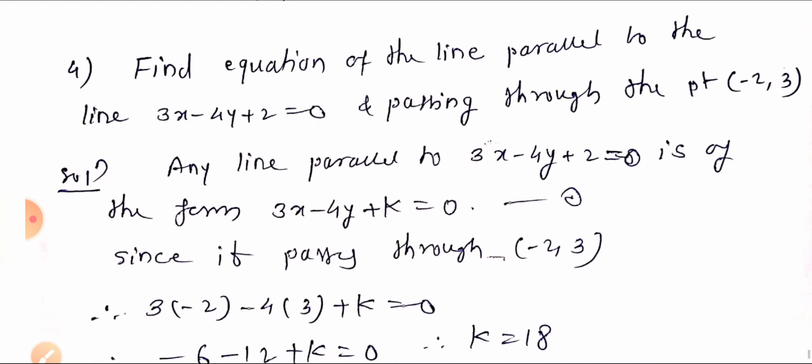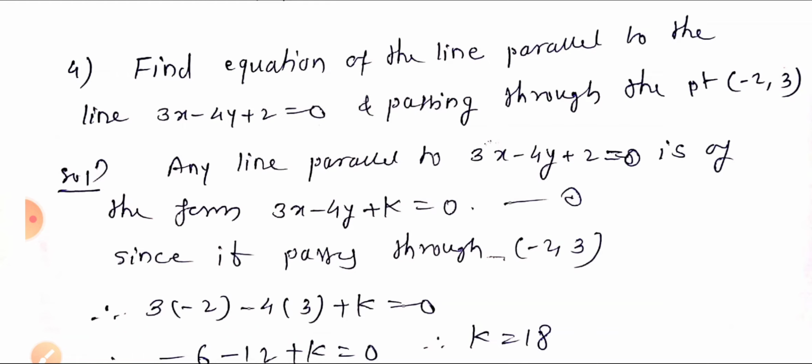Now we solve one more example, of the form: find the equation of the line parallel to the line 3x minus 4y plus 2 equal to 0 and passing through the point (minus 2, 3). Means we find a line which is parallel to the given line 3x minus 4y plus 2 equal to 0. We know that any line parallel to 3x minus 4y plus 2 equal to 0 is of the form 3x minus 4y plus k equal to 0, because two parallel lines differ only by the constant term, the term independent of x and y.